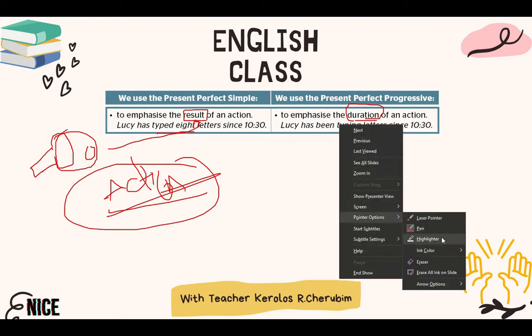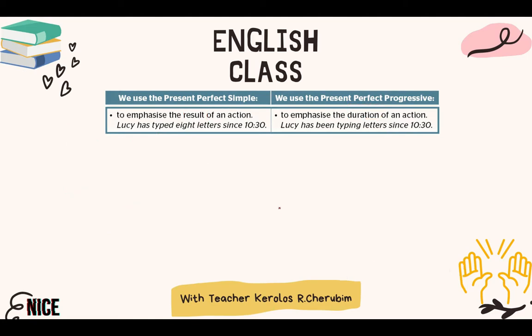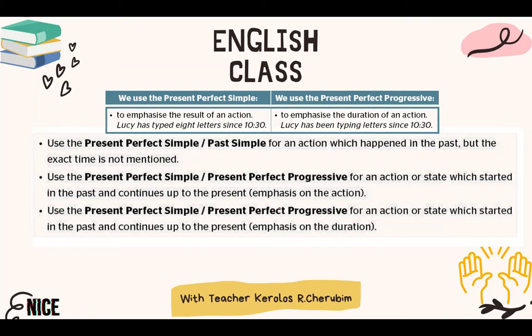Well, let's have some questions, some sentences that I need you to pay attention to with me. It will be like choosing which one of them is the best fit. We use the present perfect simple or the past simple for an action which happened in the past. Pay attention, but the exact time is not mentioned. We didn't mention the time. So, yes, I'll leave you the floor to answer. Excellent. We are talking about the present perfect simple because we are mentioning an action that happened in the past, but the time is not mentioned. Let's go to the next point.